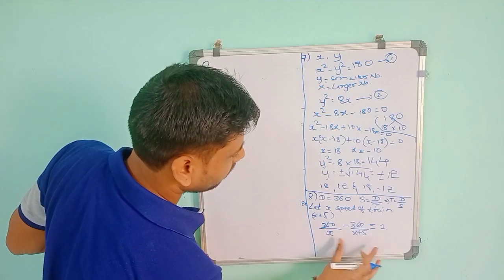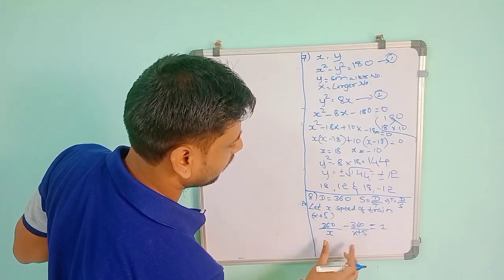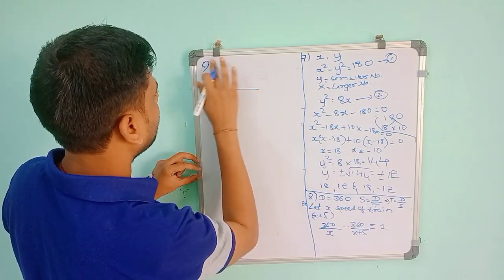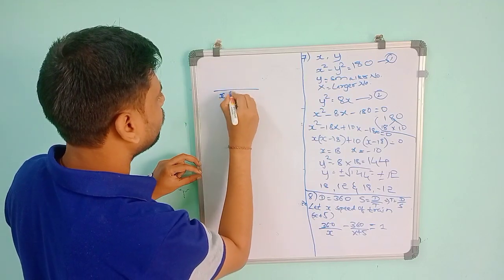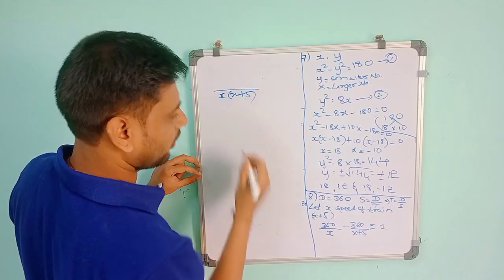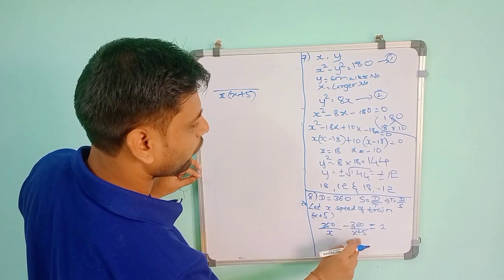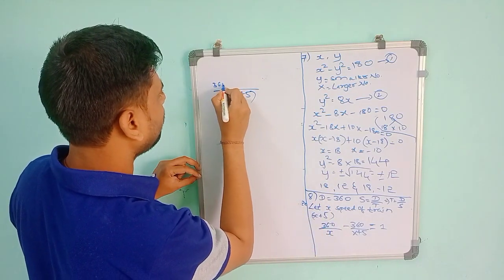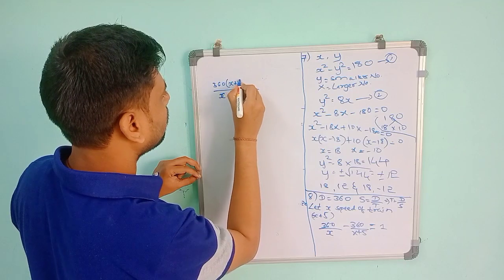So here x and x plus 5 is variable. So the LCM will be x into x plus 5. Here 360 is there. So x is there means you have to write x plus 5. So 360 into x plus 5.